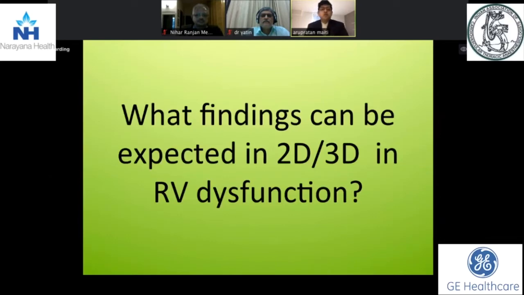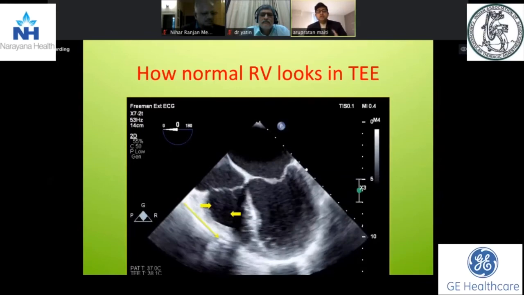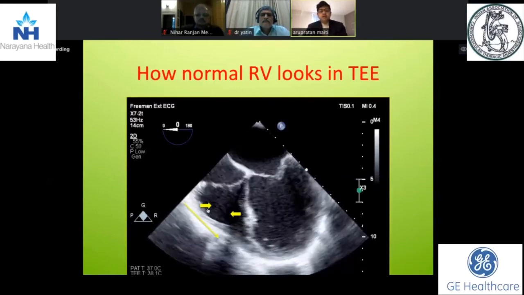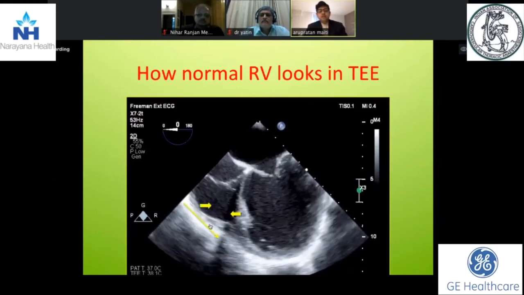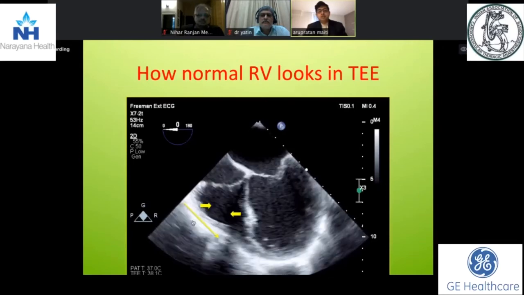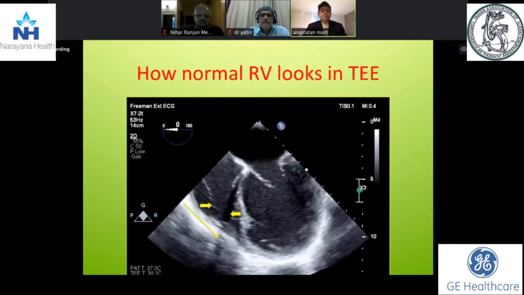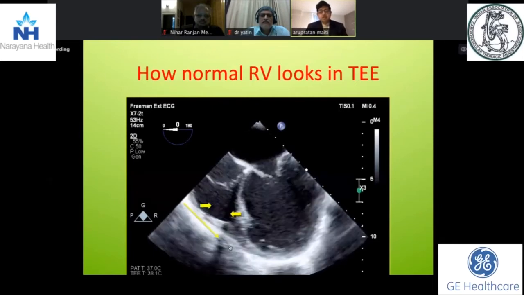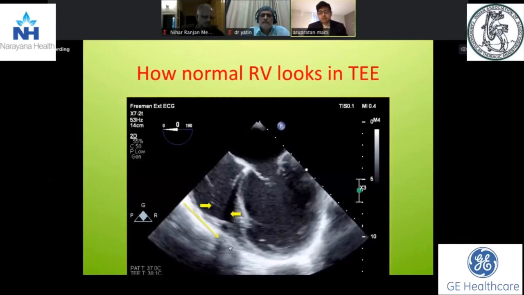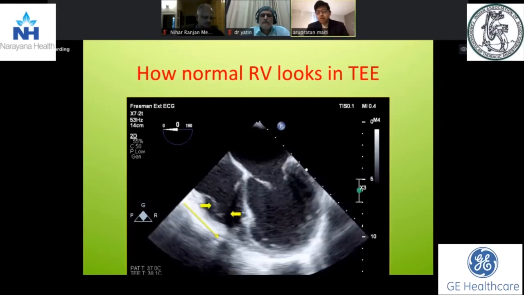Now coming to the core topic. What findings can be expected in 2D or 3D in a case of RV dysfunction? If you look at this RV and its walls, you can see fair longitudinal contractility, fair free wall contractility, and some septal contribution. The RV size is small, it's normal. So this is a normal looking RV.